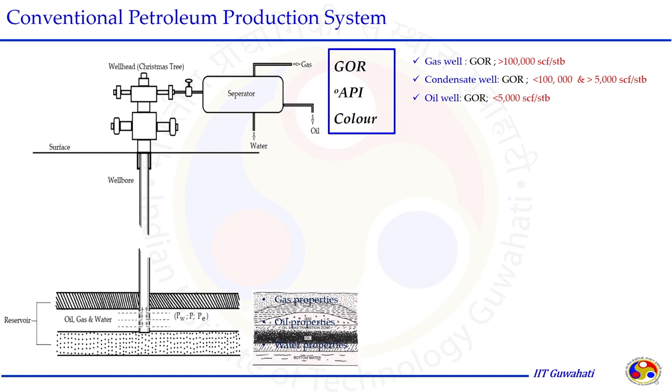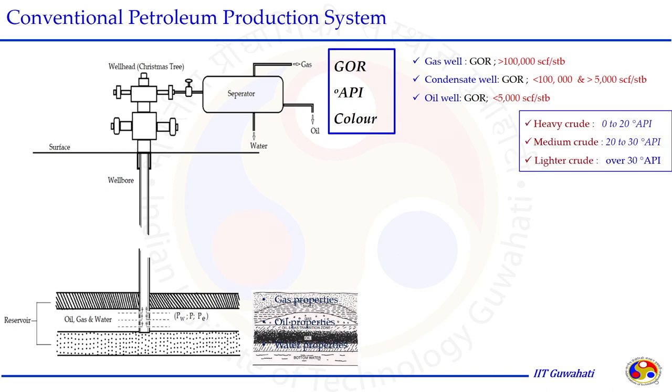It is pretty much required to identify the well because the facilities to be installed at the surface are determined by the type of the well. In the case of a gas well, after the separator, the processing of the gas is done at the installation site itself. While in the case of crude oil, it is transported to the refinery for further processing.